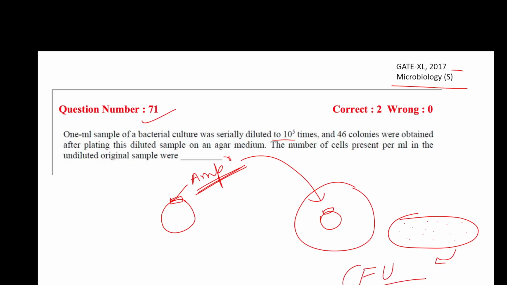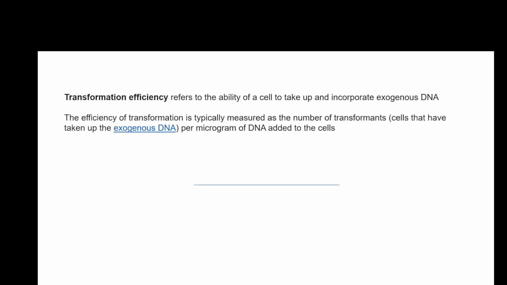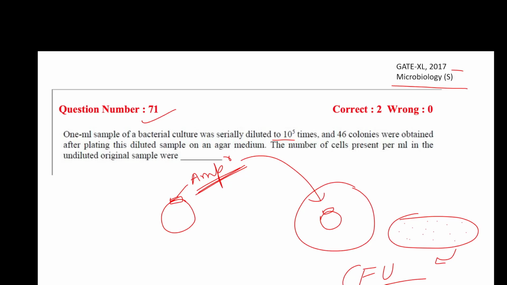So in the question, it has been said that 1 ml of the bacterial culture was serially diluted 10 to the power 5 times, and 46 colonies were obtained. After this they plated it on an agar medium, and they are asking for the number of cells present in the undiluted sample.